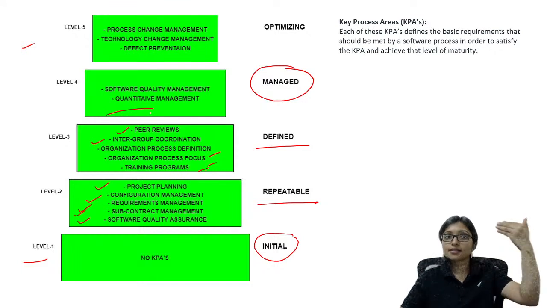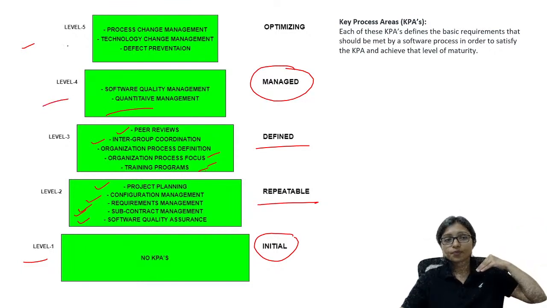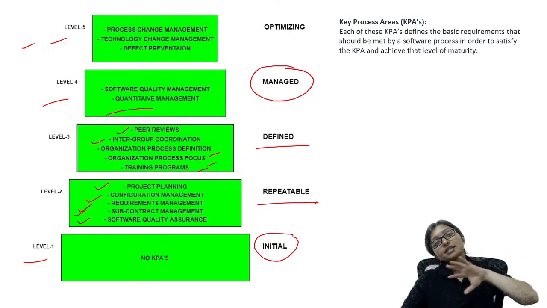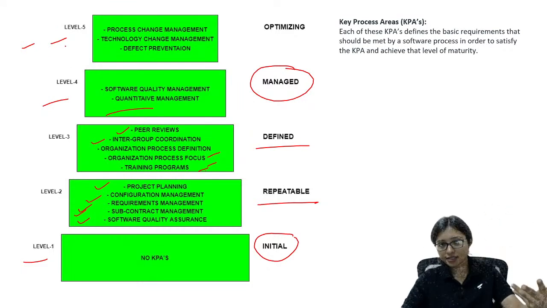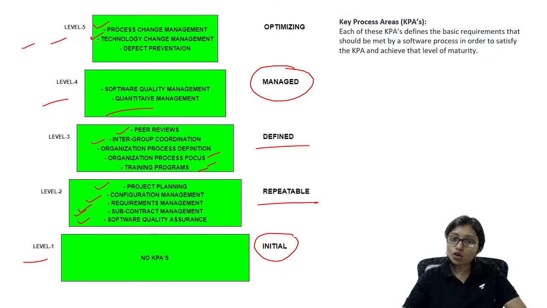Now level 5 means it is optimized. For a long time they want to gain success. That's why the focus is process change management, technology change management, and defect prevention. These are the main focus of the optimizing level.